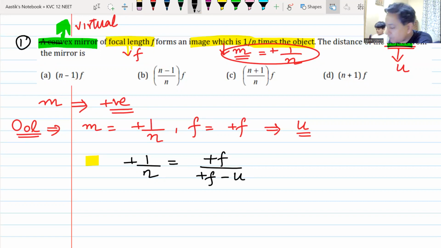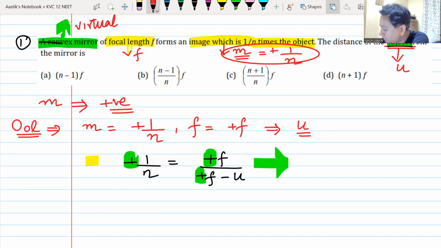Why am I writing plus f here? So that you understand, what do you understand from these pluses? You understand that every formula has to be used with sign convention. From here, you should be able to get the value of u. Can you tell me what value of u you are getting?